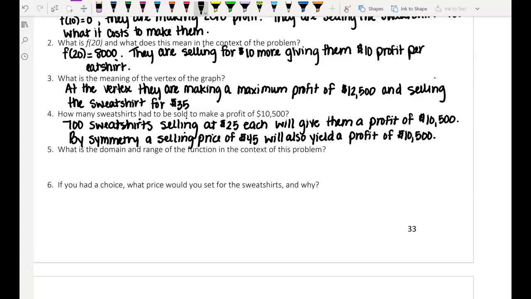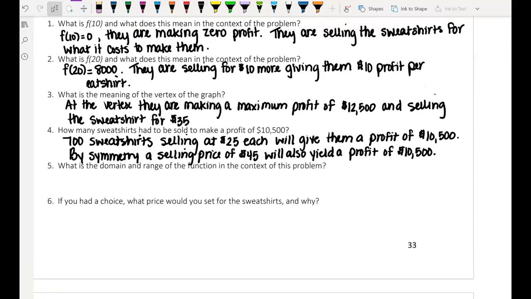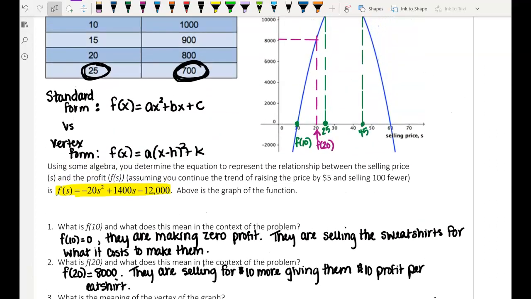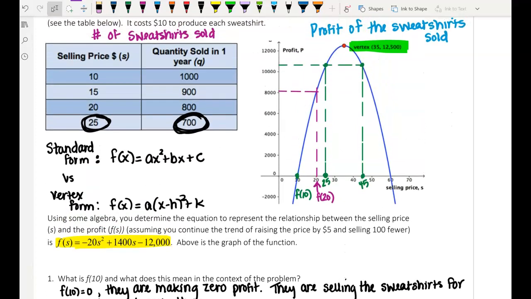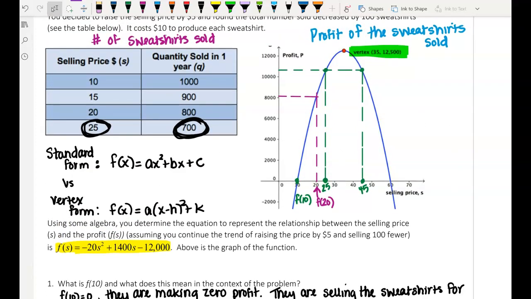Question 5, what is the domain and range of the function in the context of this problem? This is different. When we've been looking at domain and range up to this point, we've been talking about the function as a whole. So we have to look at the domain and range. We can't say all real numbers for our domain like we normally do because I can't use every x value. I can't sell for a negative price. When we're talking about real life scenarios, we are talking about the first quadrant. So my domain is only going to go from that 10 at 0 over to that 60.